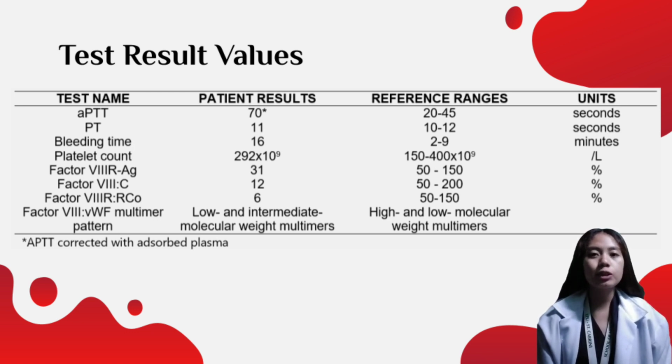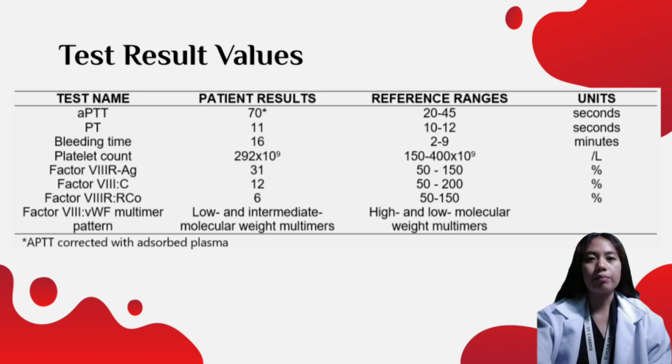However, the bleeding time is prolonged with the result of 16 minutes, which is higher than the normal range of 2 to 9 minutes. The platelet count of 292,000 per microliter falls within the normal range. There may be a possible issue with the intrinsic pathway of the coagulation cascade as indicated by the elevated APTT. And the prolonged bleeding time may be attributed to impaired platelet function or other factors affecting clot formation.